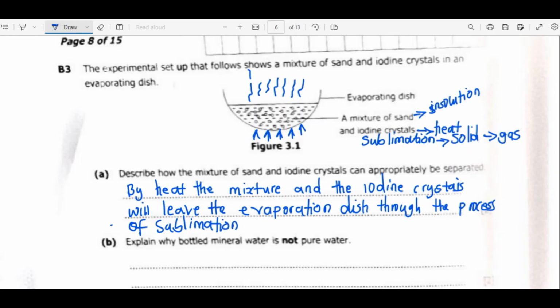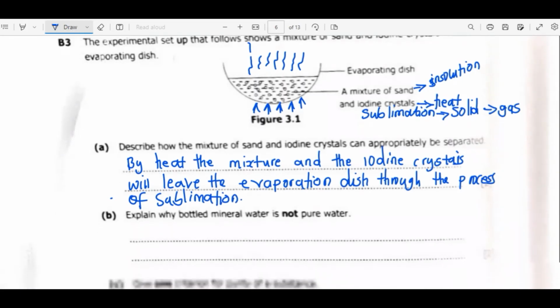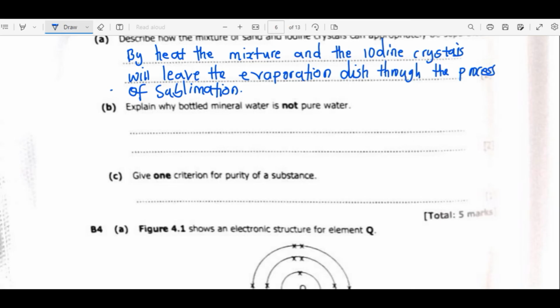So that was the concept behind this. Move on to question B. Explain why bottled mineral water is not pure water. I know we have the concept of this to be pure.